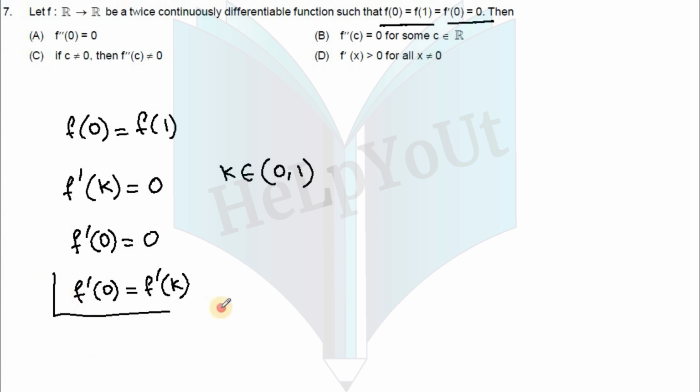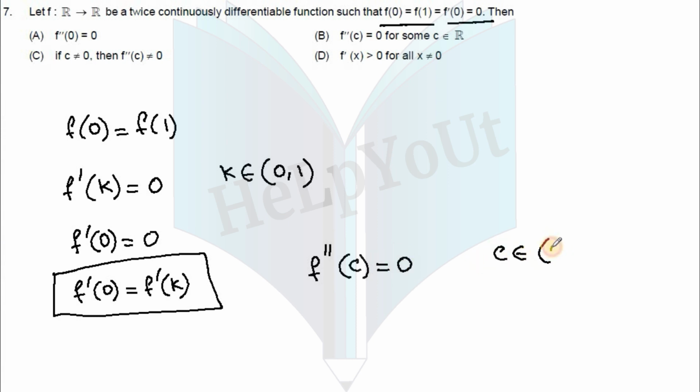And when f dash 0 equals f dash k, and f dash is also differentiable, so we can apply Rolle's theorem on this again. So what do we get? We get f double dashed c equals 0 for some c belongs to interval 0 to k, and this 0 to k belongs to real numbers, so we will get option B to be true. C belongs to real number set.